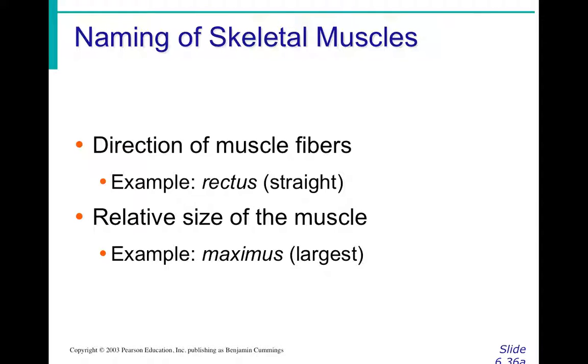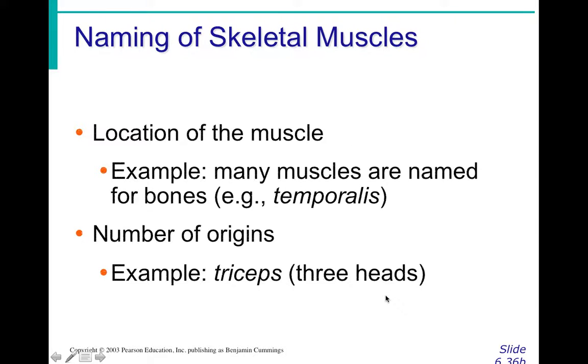So when we name skeletal muscles, sometimes the names themselves can give you clues about what that muscle might look like or even do. The direction of muscle fibers can be something we take into consideration when we name muscles. For example, rectus means straight. There are also muscles named oblique, and oblique is a reference to the direction that the muscle fibers run. So that can help us out. Also, the relative size of the muscle. Maximus would be a large muscle, right? Minimus would be a small muscle. So size, direction, all of these things can be useful when we name muscles.